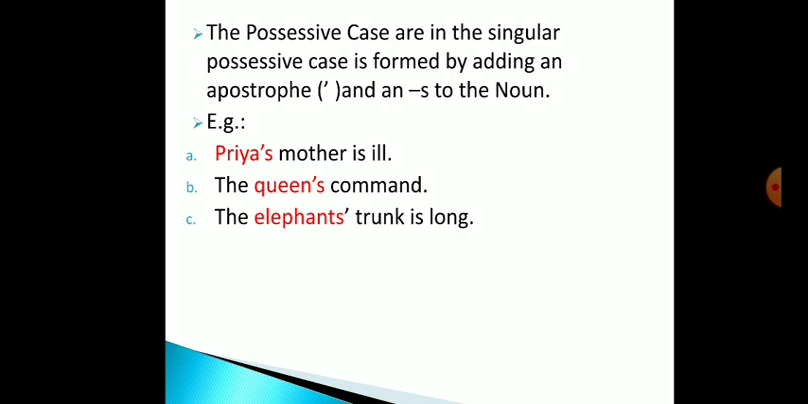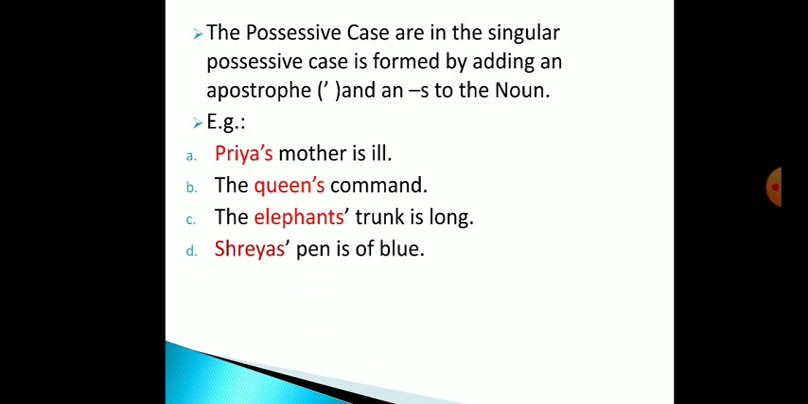The elephant's trunk is long. Here we are talking about the elephant whose trunk is long. As we know, the elephant is only one. Why are we not using the elephant s, or apostrophe s? Where is another s? When the word already ends with s, then we do not write an extra s, we only put an apostrophe in the sentence.